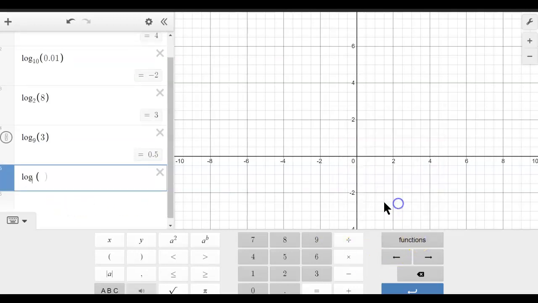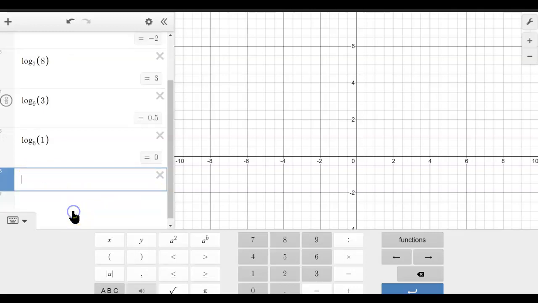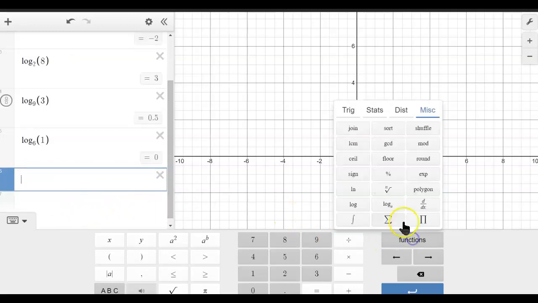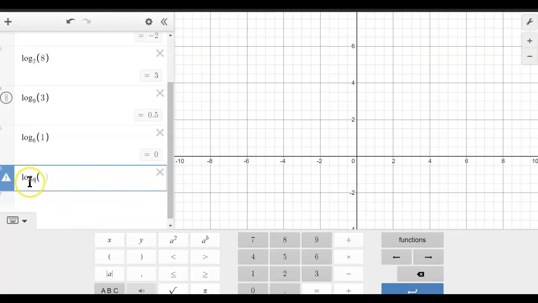We had log base 6 of 1. This means 6 raised to the 0 power is equal to 1. And then the last one was log base 8 of 8. 8 to the 1st power is equal to 8.